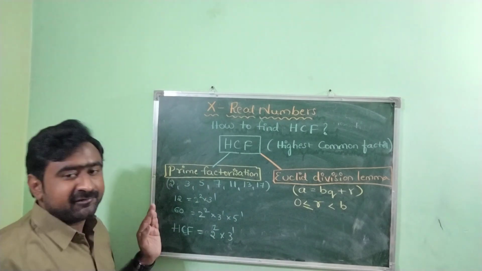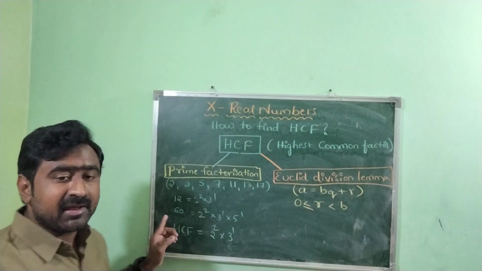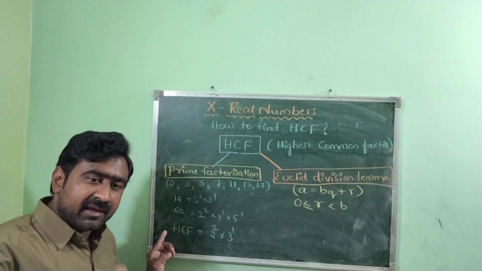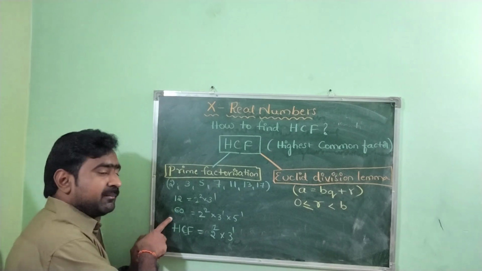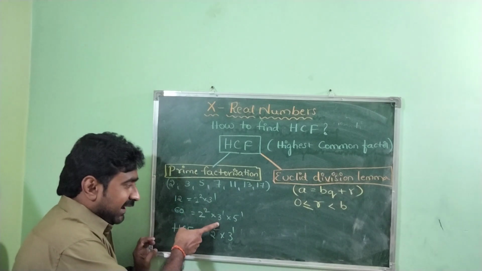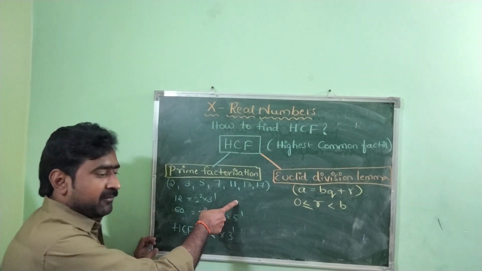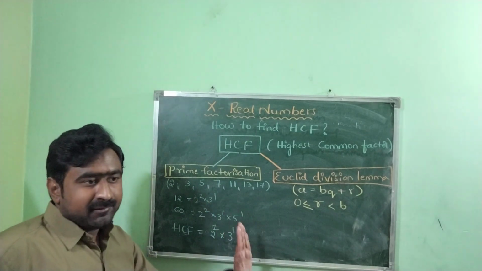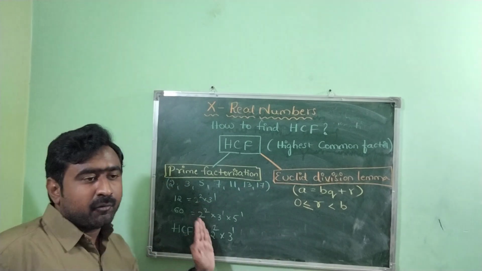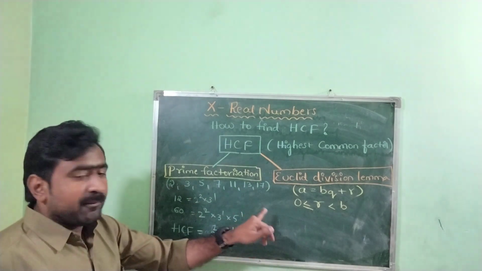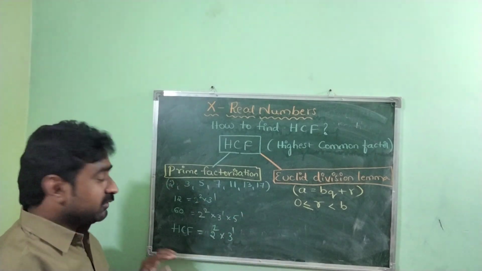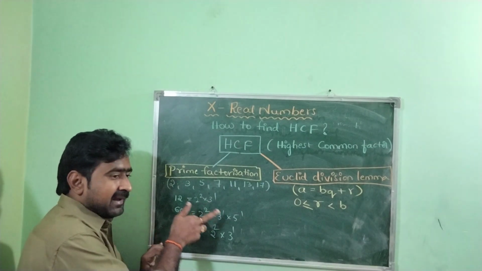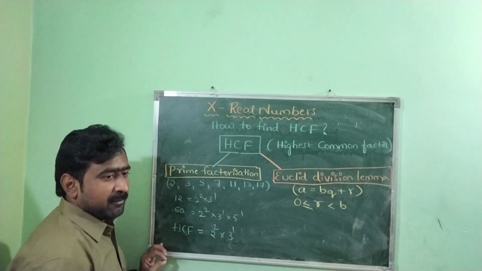And next coming to 60. The same number 60 I have taken here. 60 is again a composite number. So this 60 can be written as 2 square into 3 power 1 into 5 power 1. 2 square means 4, into 3 power 1, so 4 into 3 is 12, into 5 power 1, so 12 into 5 is 60. So this 60 can be written as 2 square into 3 power 1 into 5 power 1.